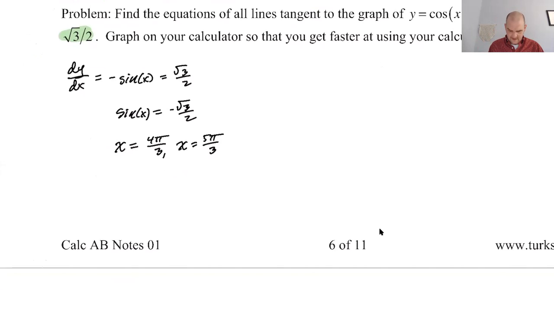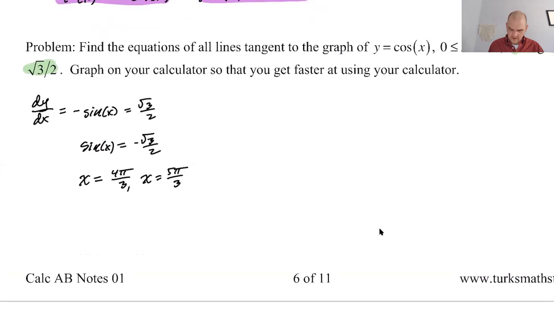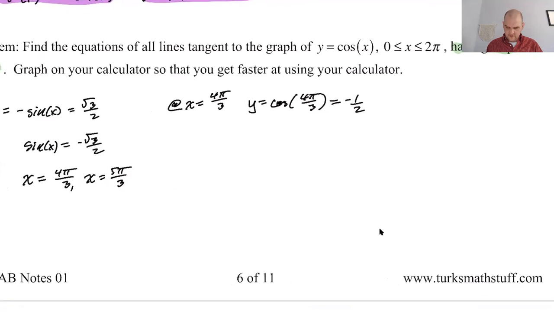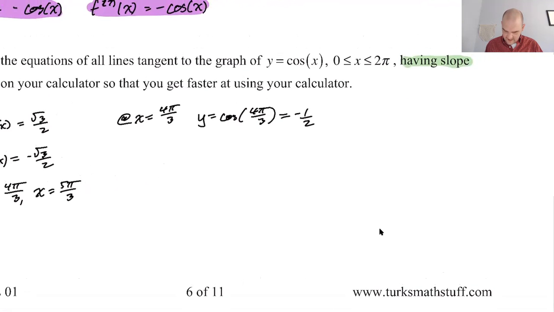So what do I need? I need a point. Okay, I know I've confused myself here. So let's look at x equals 4 pi over 3, right? So I need to know y is the cosine of 4 pi over 3, and the cosine of 4 pi over 3 is negative 1/2. So my ordered pair, and then I already know the slope is going to be radical 3 over 2. So I think the tangent line is going to be y plus 1/2 equals radical 3 over 2.